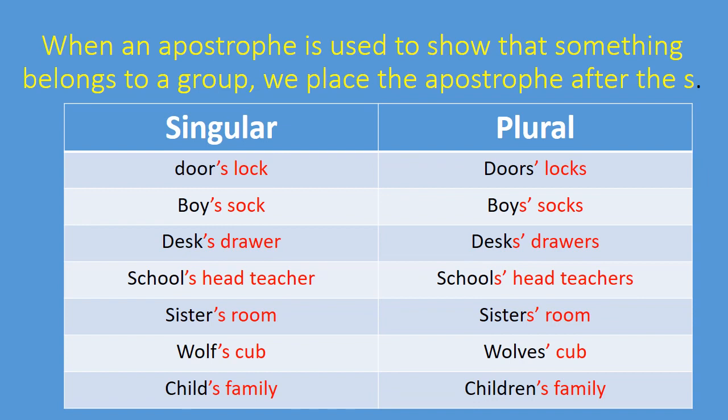You'll see an example here with child's family. Because children is the plural, we put children's family and then we put the apostrophe before the S. So that's the one to watch out for, because it's an irregular plural.